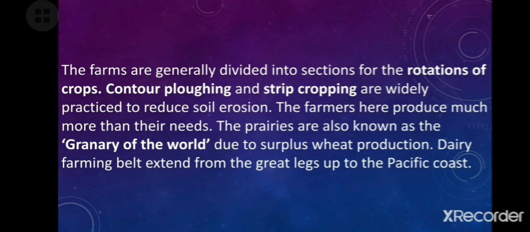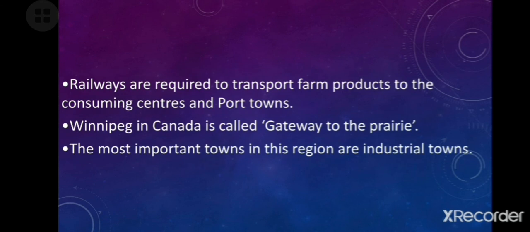The farmers here produce much more than their needs. The prairies are also known as the granary of the world due to surplus wheat production. Dairy farming belt extends from the Great Lakes up to the Pacific coast. Railways are required to transport farm products to the consuming centers and port towns. Winnipeg in Canada is called the gateway to the prairie. The most important towns in this region are industrial towns.